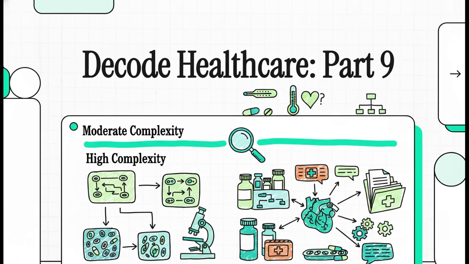Today, we're diving right into part 9 of our series, and we are tackling something absolutely crucial, establishing the exact defensible boundaries between moderate and high complexity conditions. This is a massive distinction to get right, and mastering it is exactly what you need to protect your charts from clawbacks in a rigorous audit.